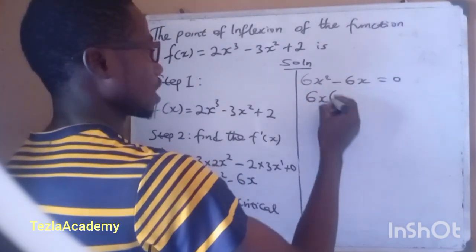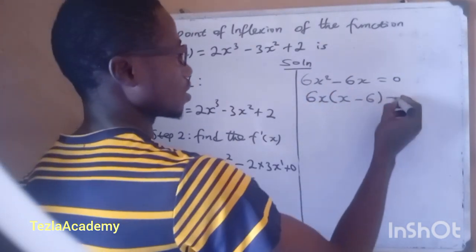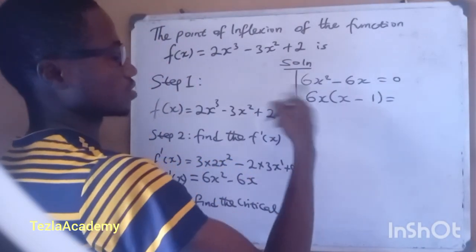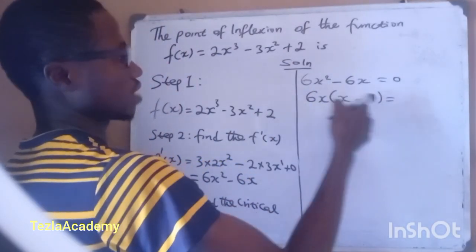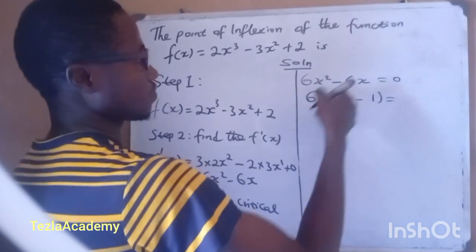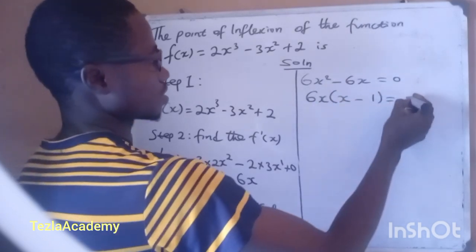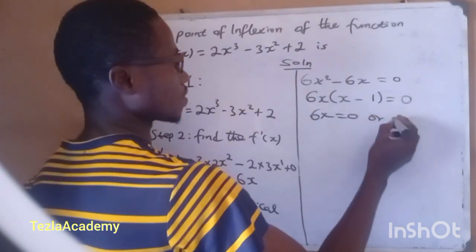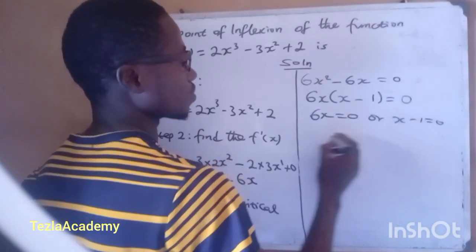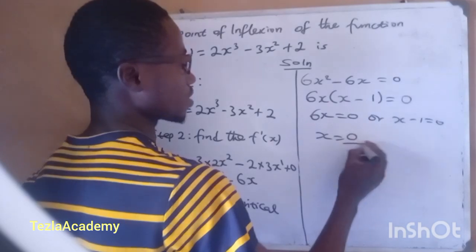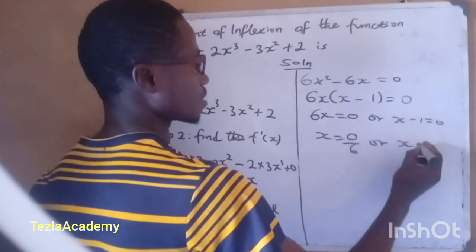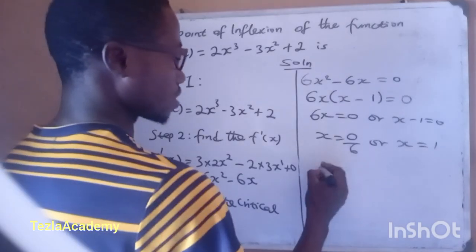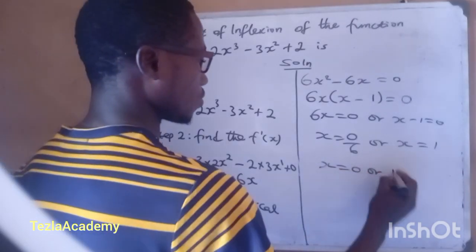6x can come out. We have 6x times x minus 1 equals 0. When 6x comes out, you have only x left here, and here you have just 1, since 6x divided by 6x is 1. So 6x is either equal to 0 or x minus 1 is equal to 0. So x is equal to 0 over 6, or x is equal to 1 when minus 1 crosses to the other side. So x equals 0 or 1.